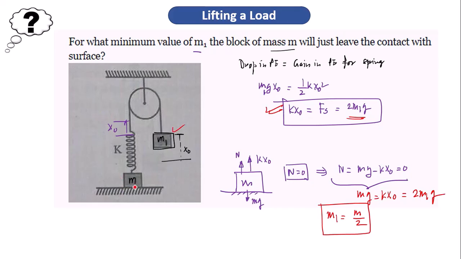Let us say the mass M is 20 kg. In order to lift the mass of 20 kg, you have to put a mass of 10 kg over here. So that can be used to lift the mass. That is the answer.